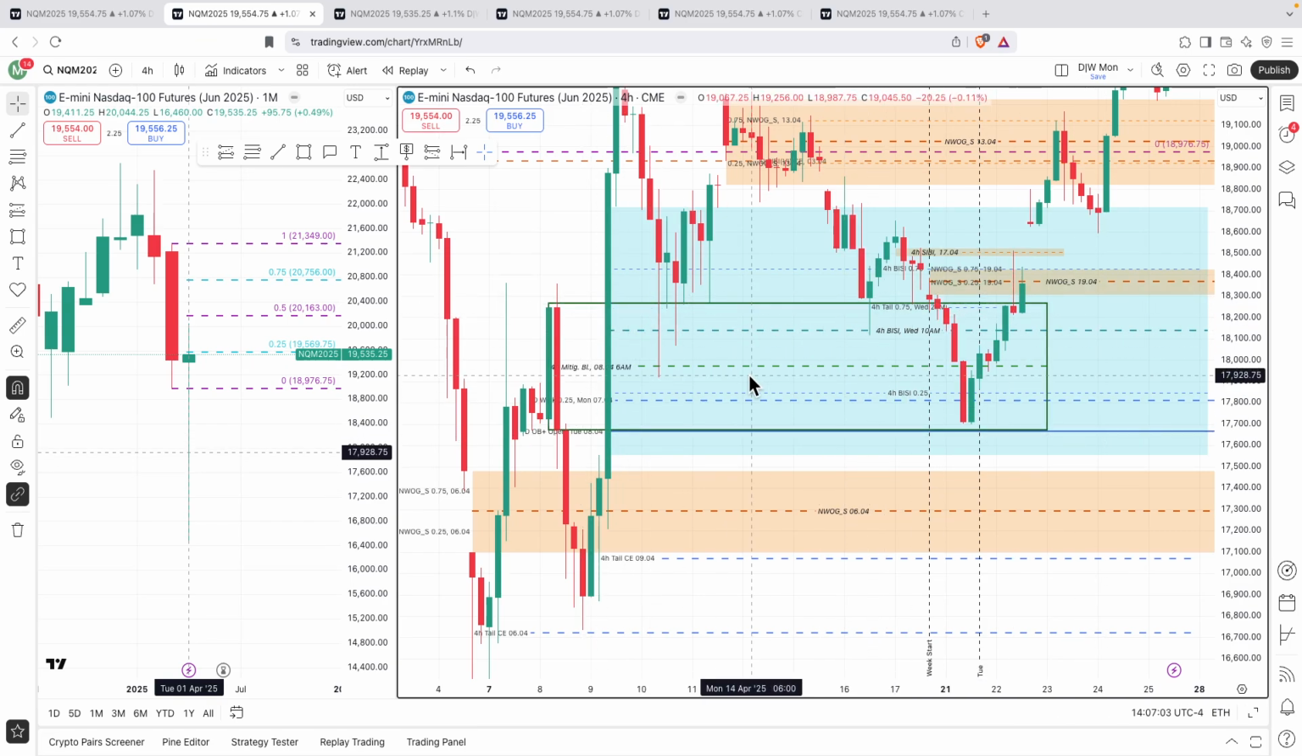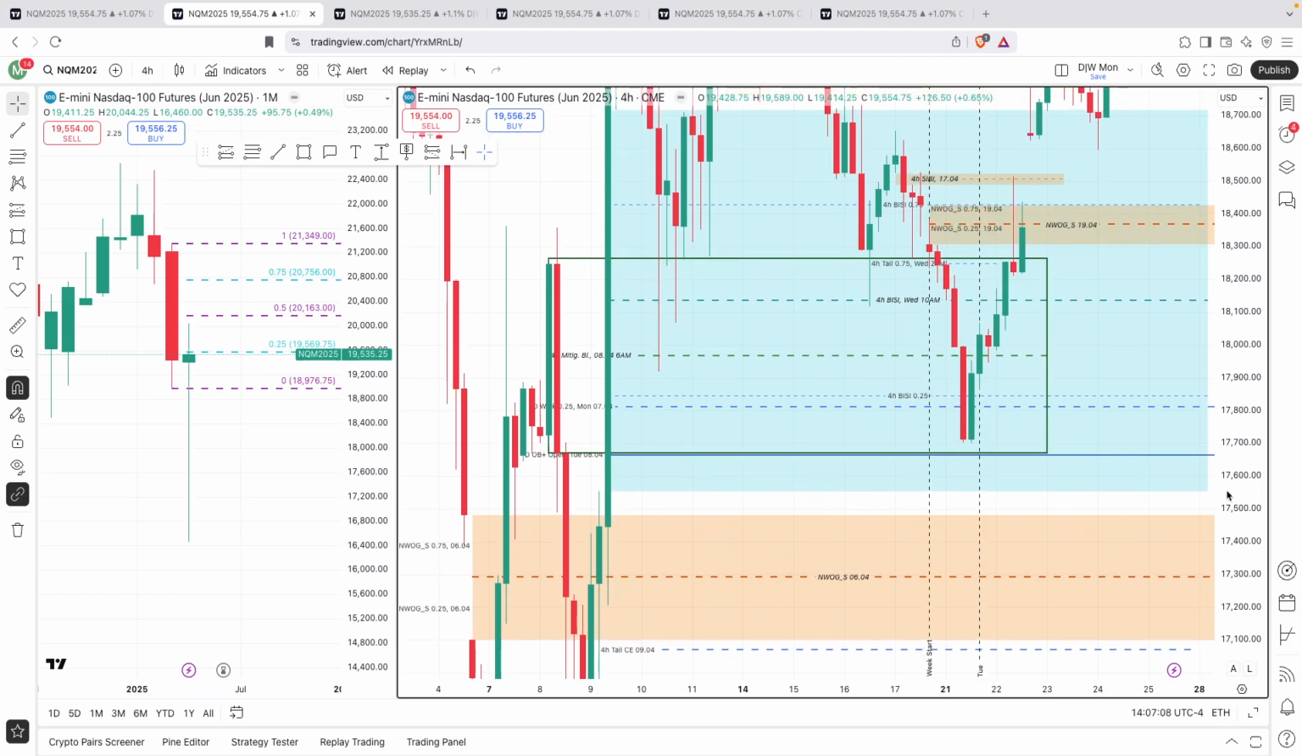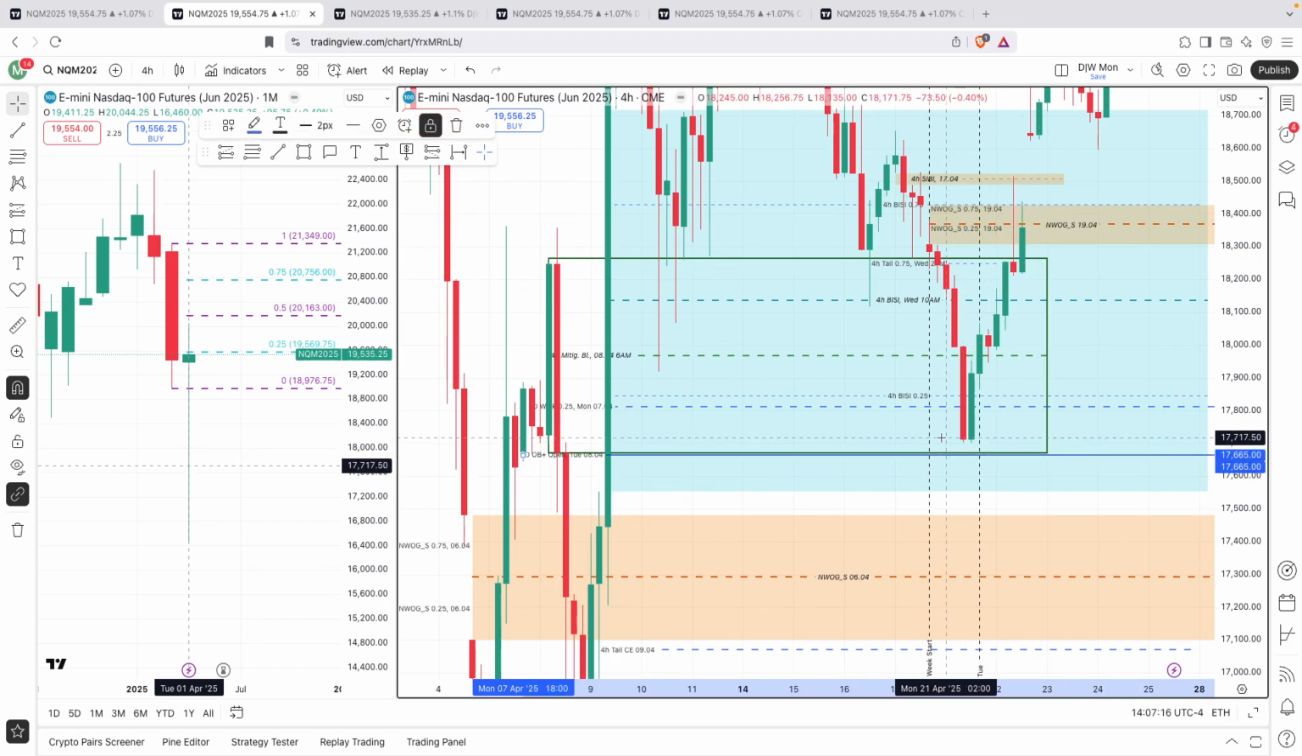So price should show some sensitivity in this area. And we see how price comes down. It doesn't close it, and then it goes higher. And here we have the daily order block. So we see how it didn't touch it here.